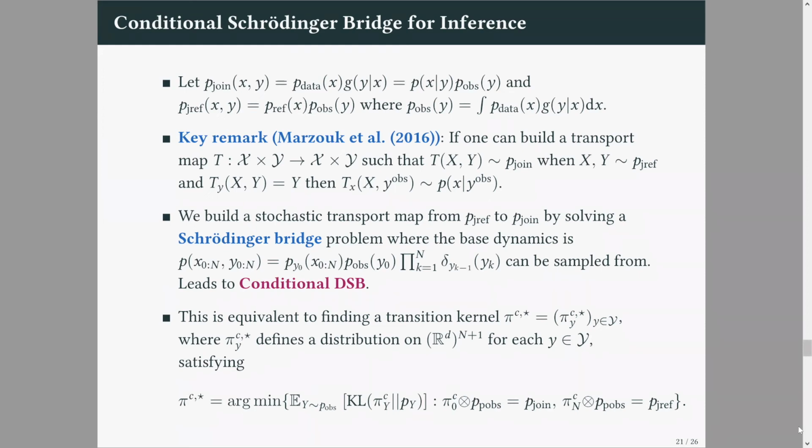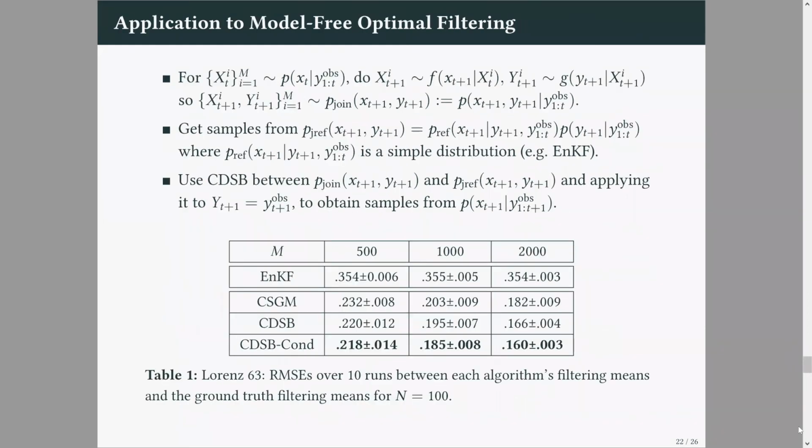Okay, so that's simple. You can apply that for filtering. I don't have time to explain that, but you can use it for filtering. In particular, you can do filtering for state space models in scenarios where you can only sample the latent state forward, and you can only sample the observation. It's some kind of super ABC, if you want.